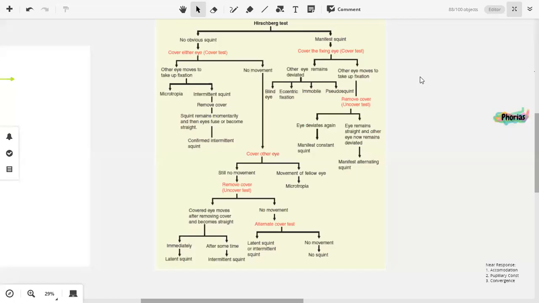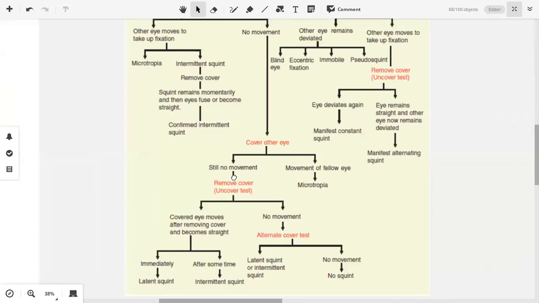And the last time we discussed this part. This is the relevant part where we discovered the findings of phoria, or latent squint, on the cover and uncover test. We said that we can cover either eye because either eye is a fixing eye, and we have to see what happens when we remove the cover. So that is the uncover test.